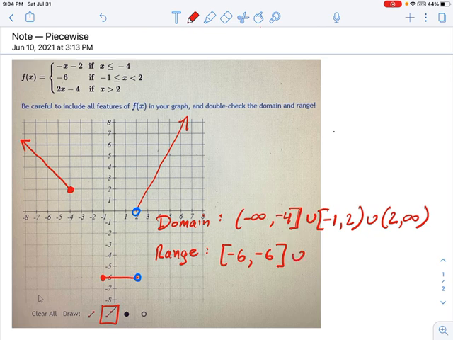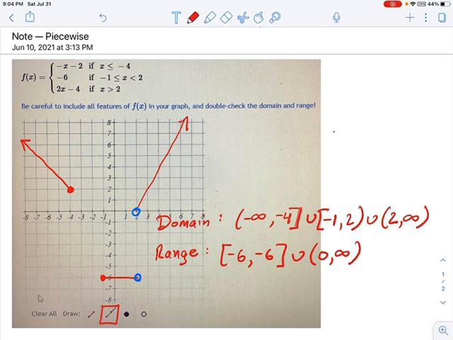And then you go union and you find the next highest value of y, which is 0 with an open parenthesis, or curvy parenthesis, because it's an open circle dot. That means y does not actually exist at this point on x equals 2. But then from there, it goes up to infinity.